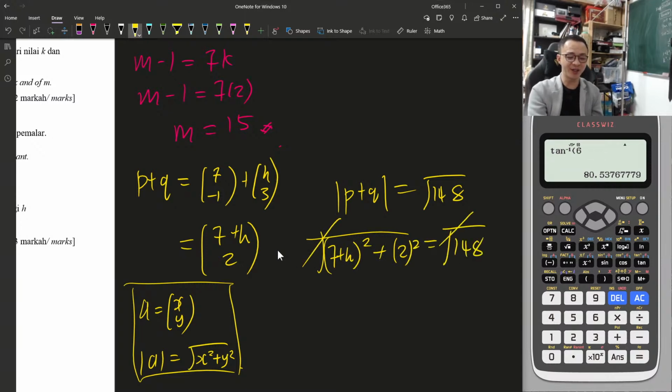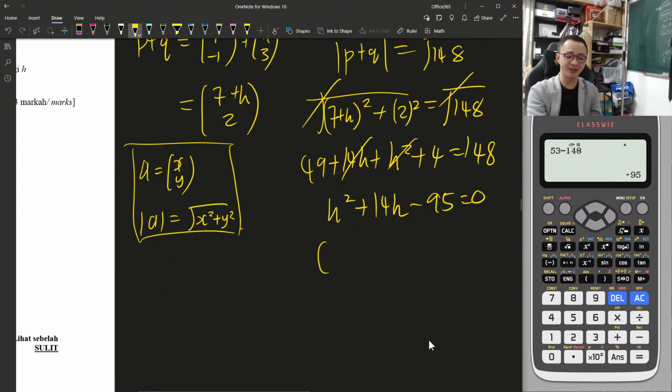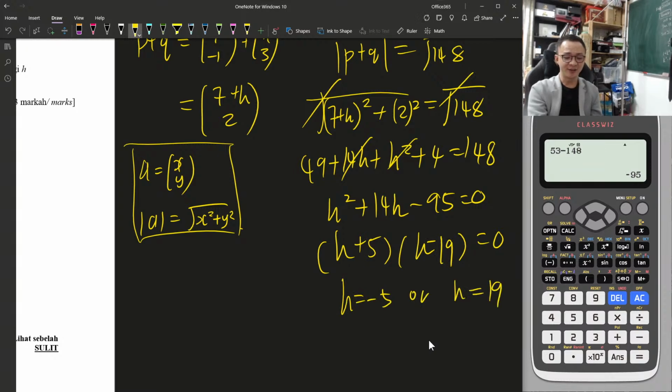Cancel the square root on both sides. 49 plus 14h plus h squared plus 4 equals 148, which is a quadratic equation. So I just solve as fast as I can. 53 minus 148, so it's h squared plus 14h minus 95 equals 0. Then we just factorize it as usual. So this is h, 95, I believe, is 5 and 19, isn't it? Yeah, minus and plus. So h equals -5 or h equals 19. Done.